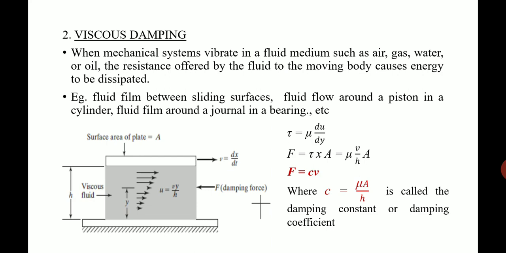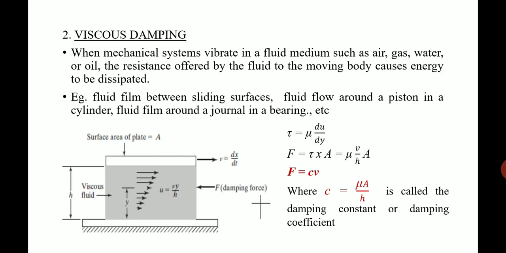Okay, u actually represents velocity, and y is the variation of the value of u towards the vertical side. So in this case, that is actually v divided by h, where v is the velocity and h is the height of the viscous fluid. In that case, F can be written as c into v, where c is equal to mu A divided by h. Okay, and c is called the damping coefficient or damping constant.